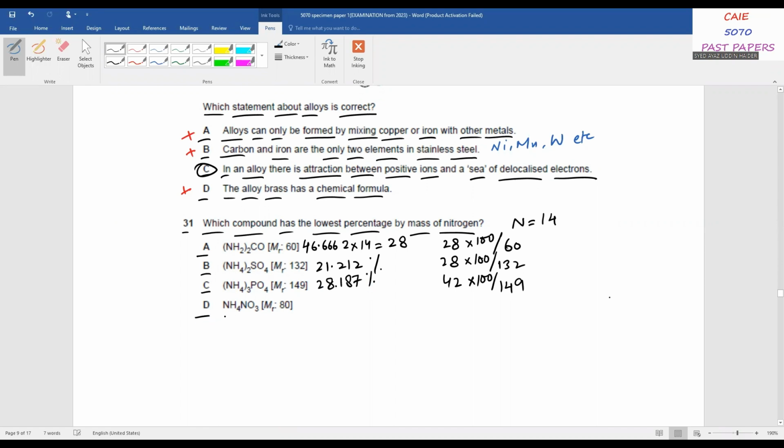Number D, ammonium nitrate, NH4NO3. Again, you are having 2 nitrogen atoms, so you have 28 multiplied by 100 and the MR will be 80. The answer will be 35. So B will be the correct answer for this question.